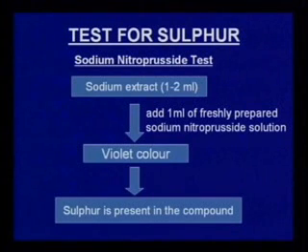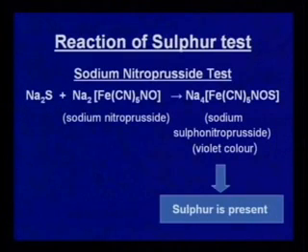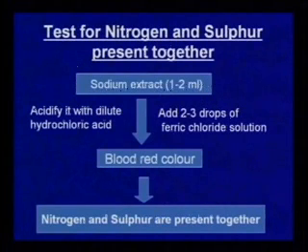For that, we have to take 1 to 2 ml of sodium extract, and to this we have to add 1 ml of freshly prepared sodium nitroprusside solution. Violet color is observed, which indicates that the sulfur is present in the compound. And the reaction for the sulfur test is that the sulfur is present in the extract in the sodium sulfide form. So the sodium sulfide reacts with sodium nitroprusside to give sodium sulfonitroprusside, which is violet in color and therefore indicates the presence of sulfur in the given organic compound.